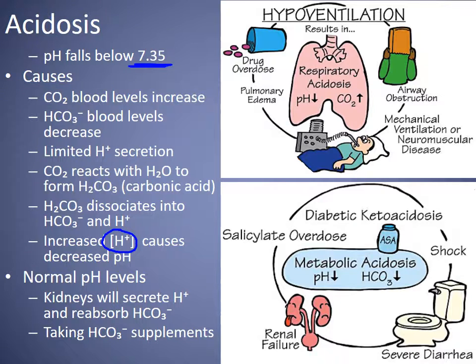Now, what does our body do to help shift this buffer system back to equilibrium? Well, to restore normal pH levels, our kidneys will secrete hydrogen ion because there's excess hydrogen ion, and reabsorb bicarbonate ion. Or what you could do is take bicarbonate supplements. Baking soda has some bicarbonate ion in it. You can take that to help restore balance of blood pH.